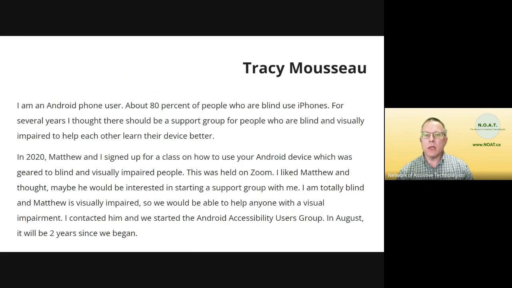As a person who is blind, Tracy long dreamt of a support group for the blind and visually impaired phone users, somewhere to turn and help each other understand their devices better. So in 2020, Tracy signed up for a class to better understand her Android device. And as they say, the rest is history, because this August, it will be 2 years since meeting Matthew and forming the Android Accessibility Users Group.